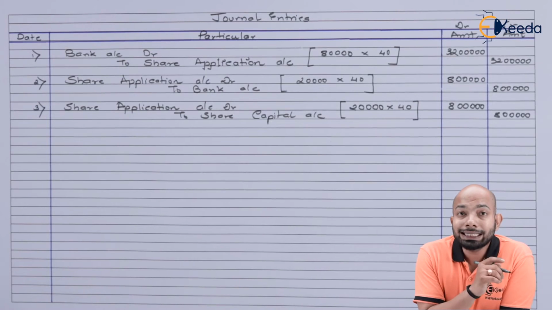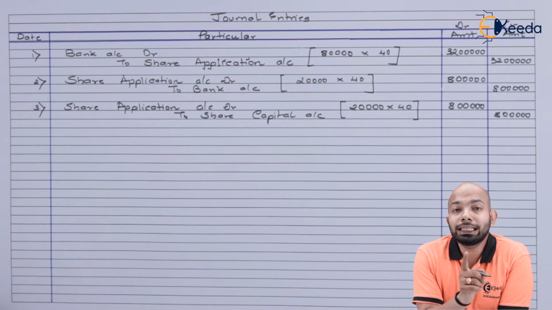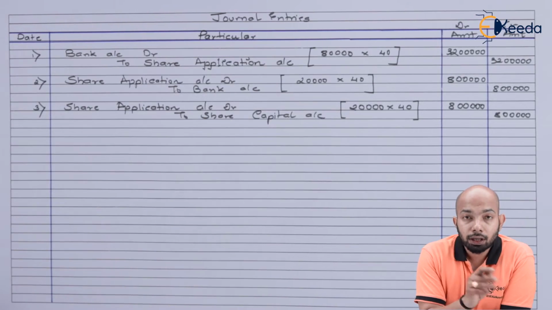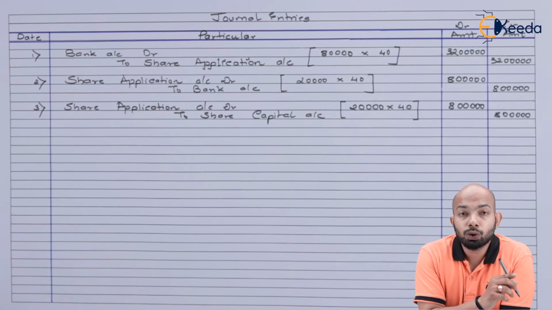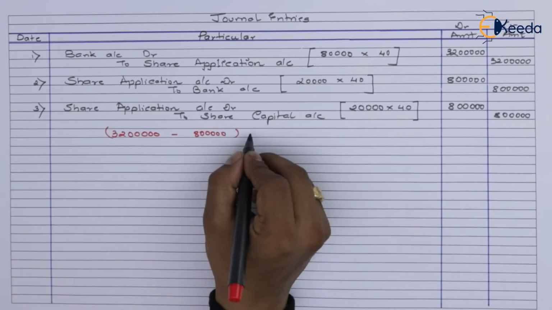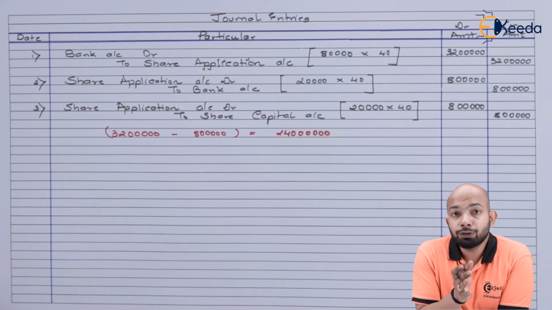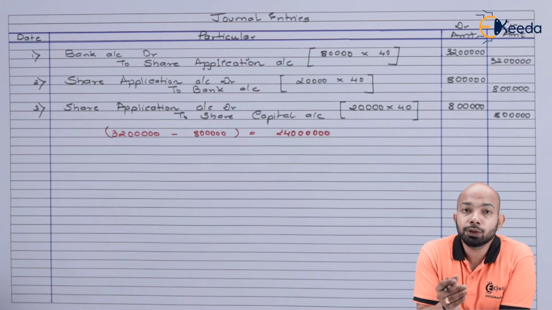So this much is sent out to share capital. This entry only refers to a total of 8 lakhs sent out in relation to share application. So let me send you a calculation about it. In total, we have 24 lakh balance, out of which 8 lakh refers to application.